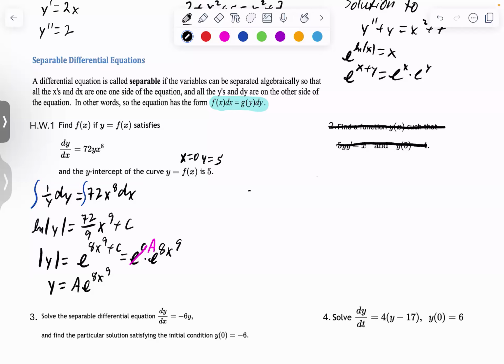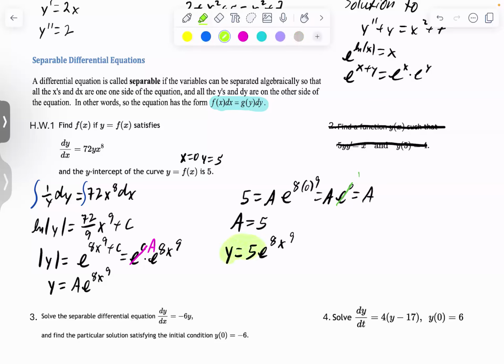So when x equals 0, y equals 5, so 5 equals a e to the 0. And e to the 0, of course, is just 1. So this means a equals 5. So my solution is going to be y equals 5 e to the 8x. And that is my solution to the differential equation, and it satisfies the initial condition, meaning when x equals 0, y equals 5.